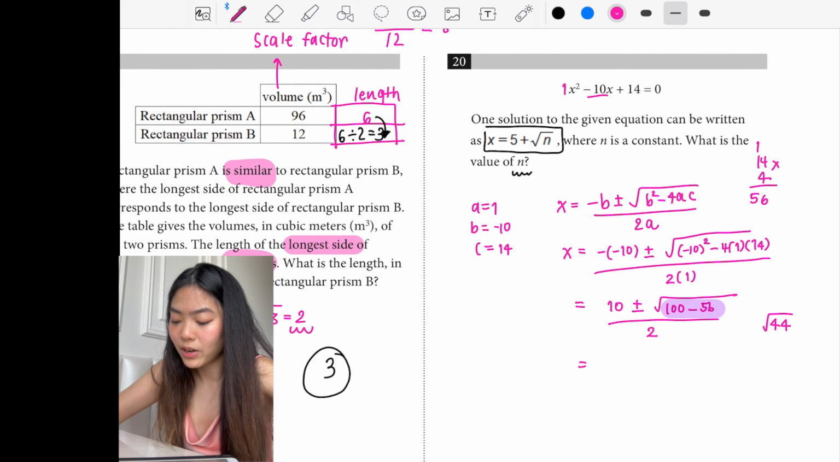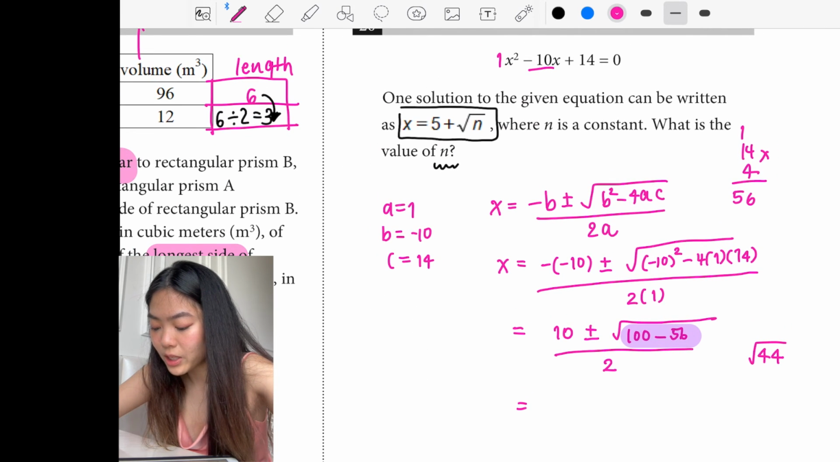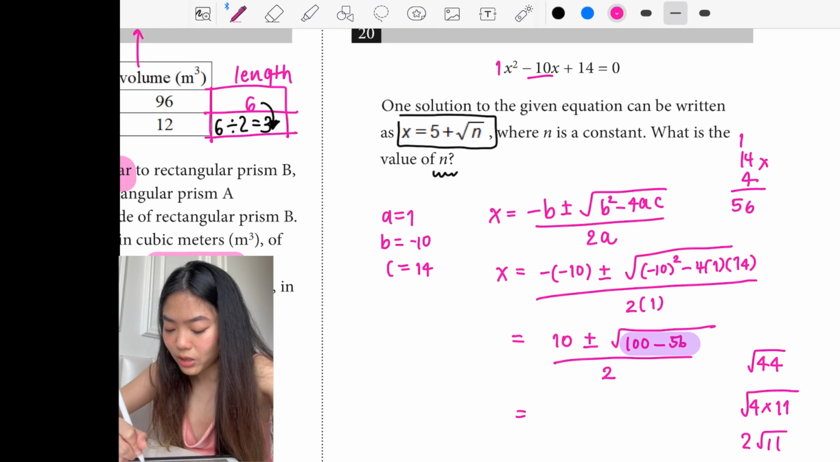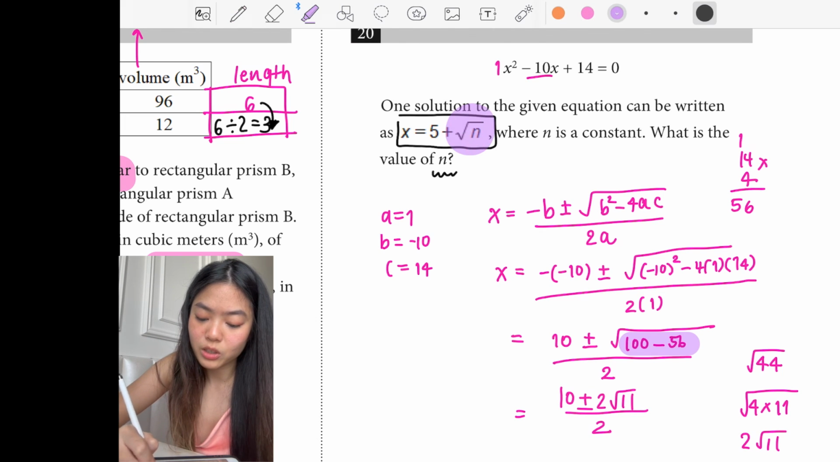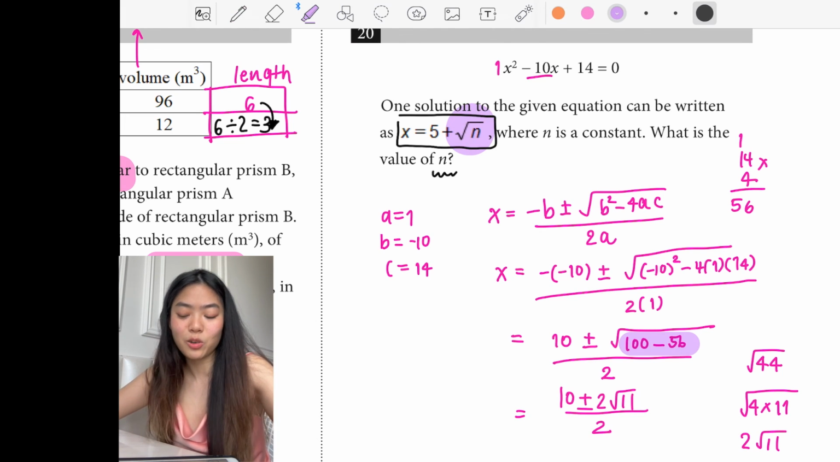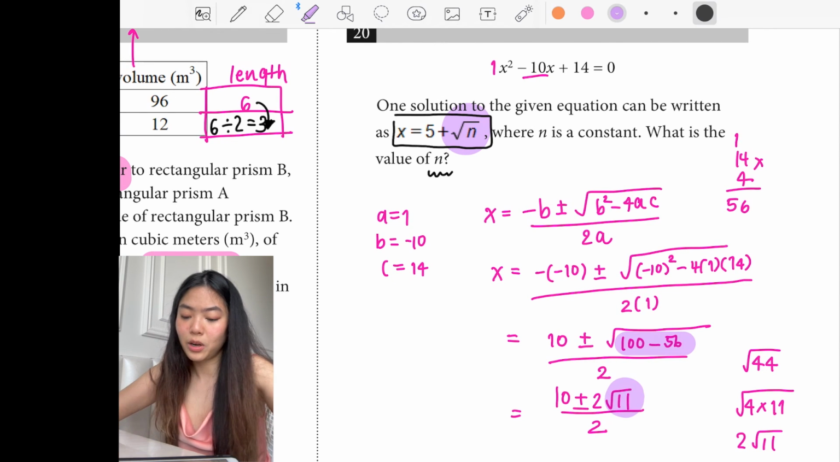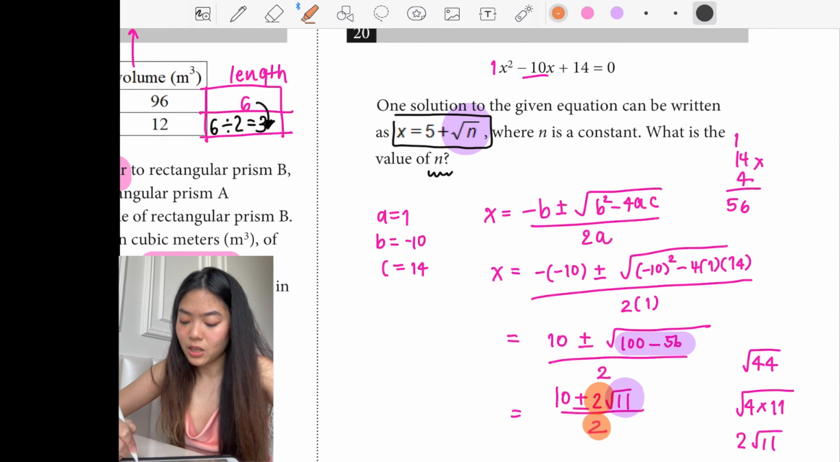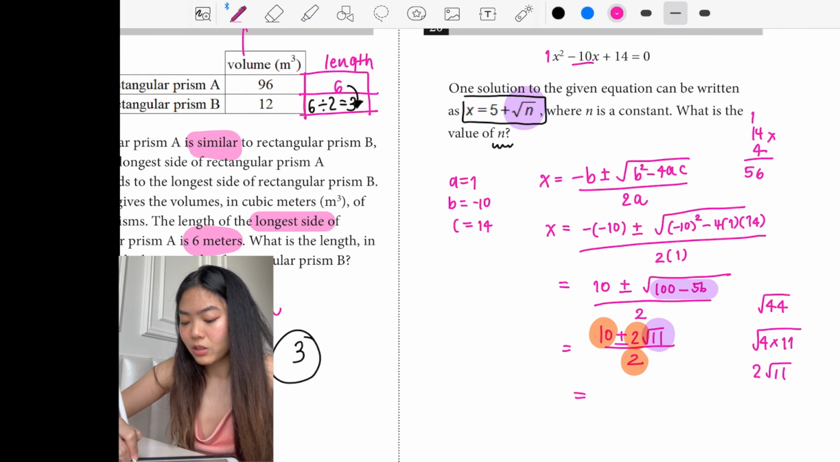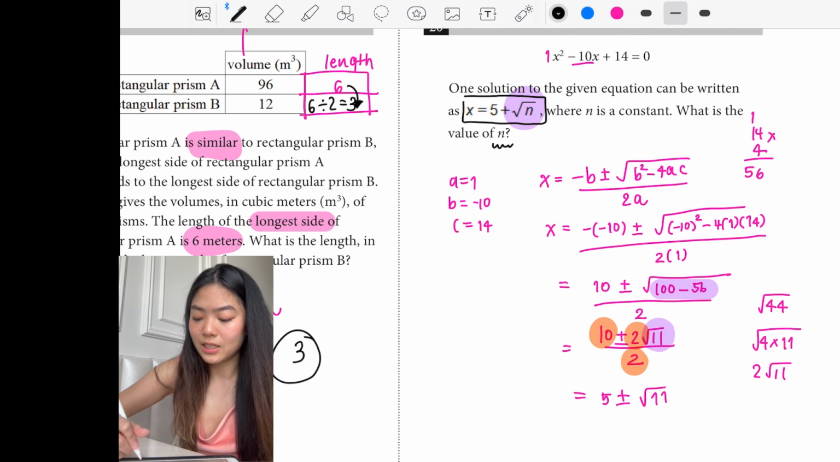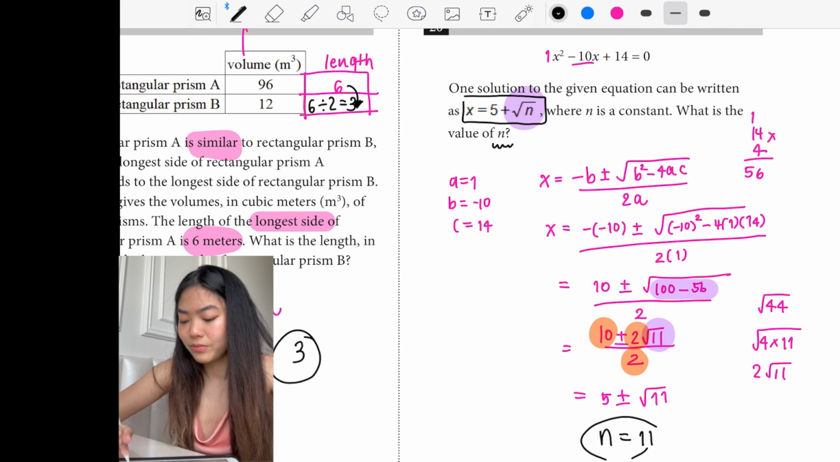And then I would simplify this one first, which is 44 is 4 times 11 inside there, so it's going to be 2 square root of 11. So it's going to be 10 plus or minus 2 square root of 11, over 2. And the question wants the term inside the square root. And we know that, because we can simplify here. So let's simplify. So it's going to be 5 plus or minus square root of 11. Yes, then now n is 11. Okay.